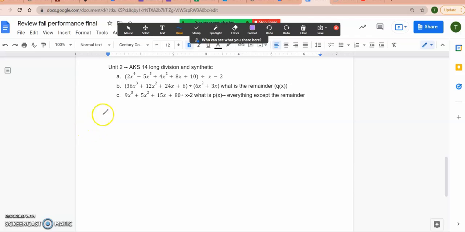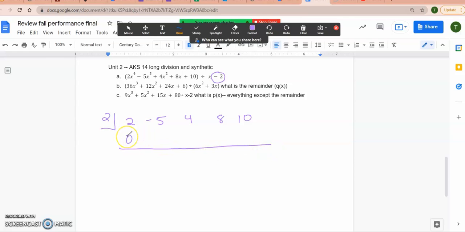All right, so on part A, what we're gonna do is change the sign of this guy to a positive 2. We're gonna put him in this little box. We're going to list out the coefficients. They've got to be in descending exponent order. If there's any that are missing, we got to add a 0, right? So we've got 2, -5, 4, 8, and 10.